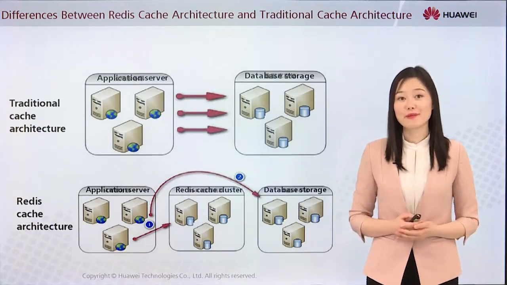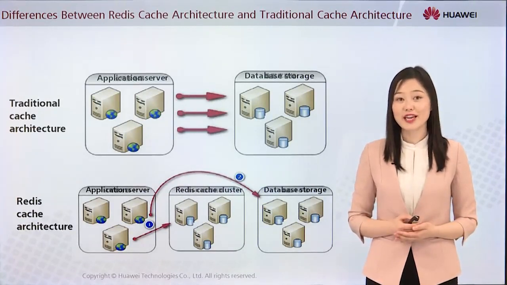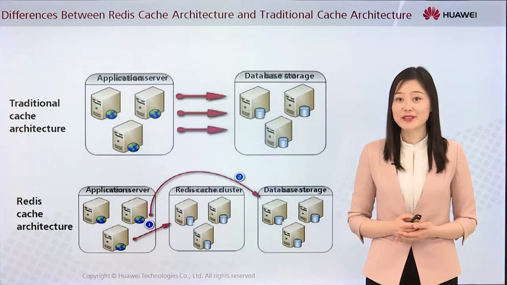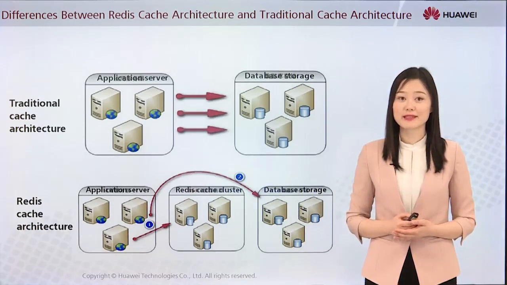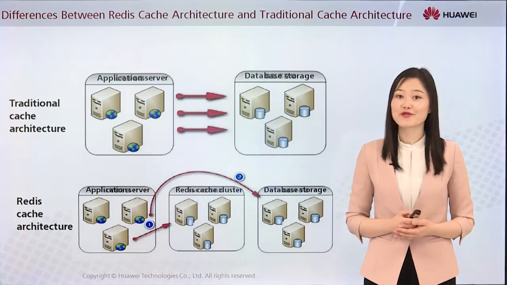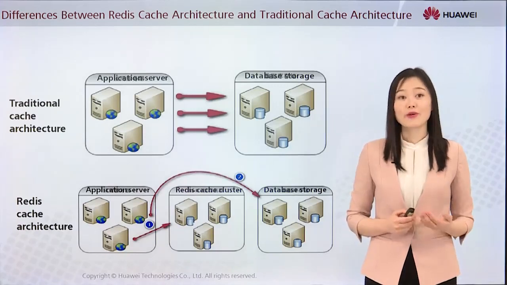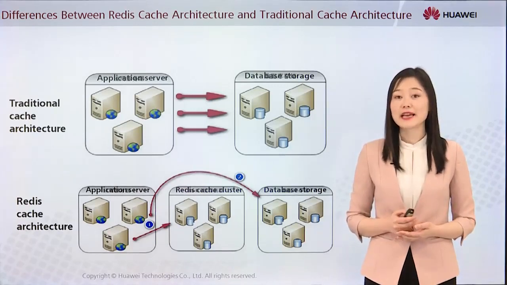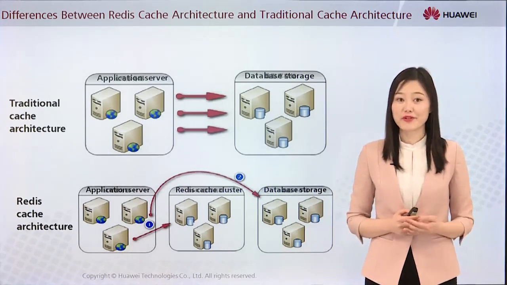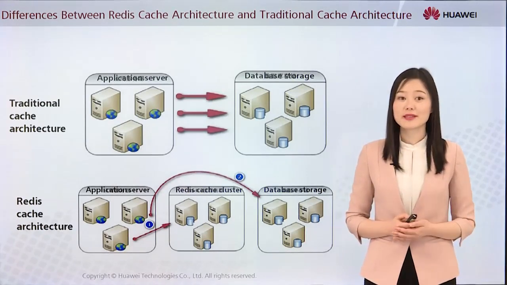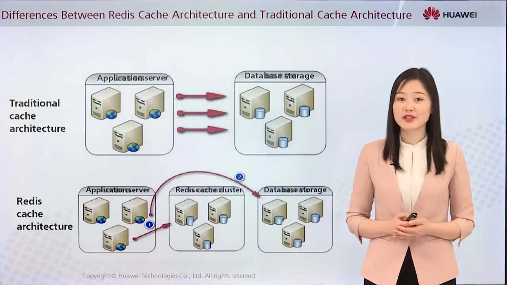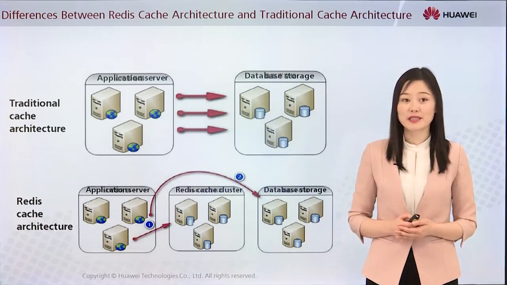We can see from the figure that in traditional architecture, all user requests are read by the application server directly from the database, regardless of whether they have previously been read from the database or not. Whereas Redis cache architecture enables user requests to be read by the application server from a Redis server. Only when the data is not found in the Redis server, the application server reads data from the database.